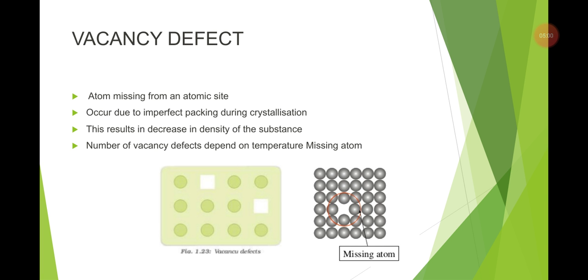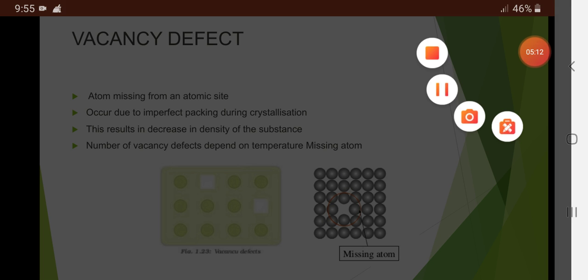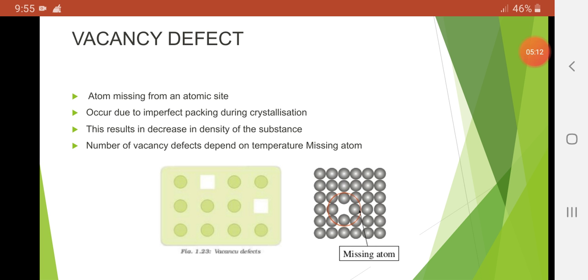Atoms missing from an atomic site occur due to imperfect packing during crystallization. This results in a decrease in the density of the substance. The number of vacancy defects depends upon the temperature and the number of missing atoms.